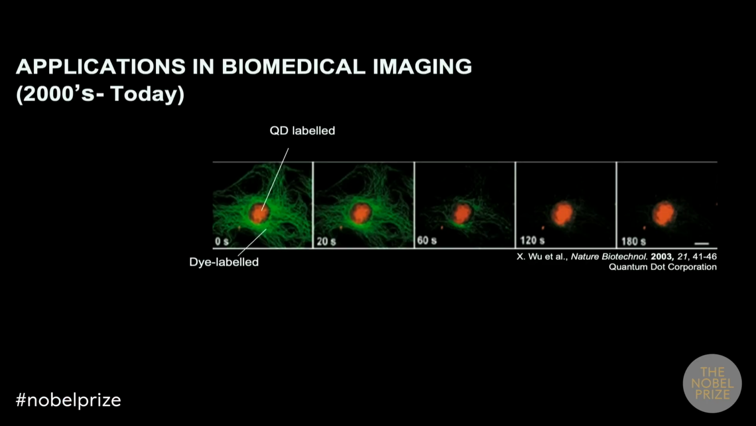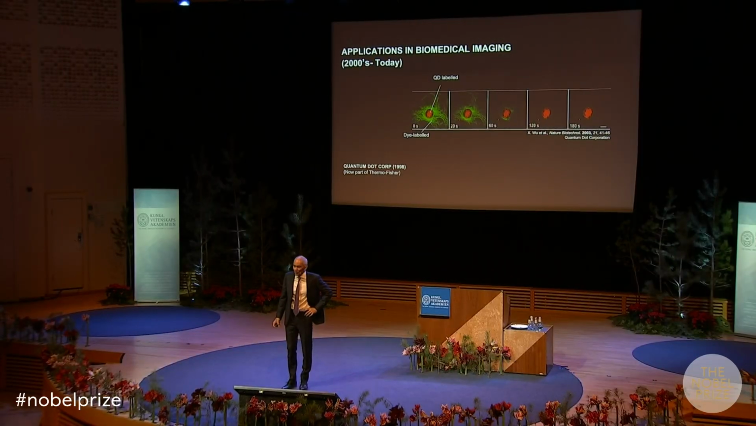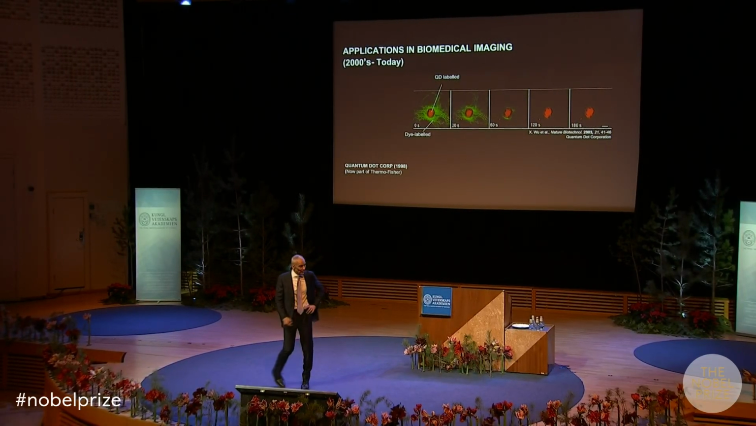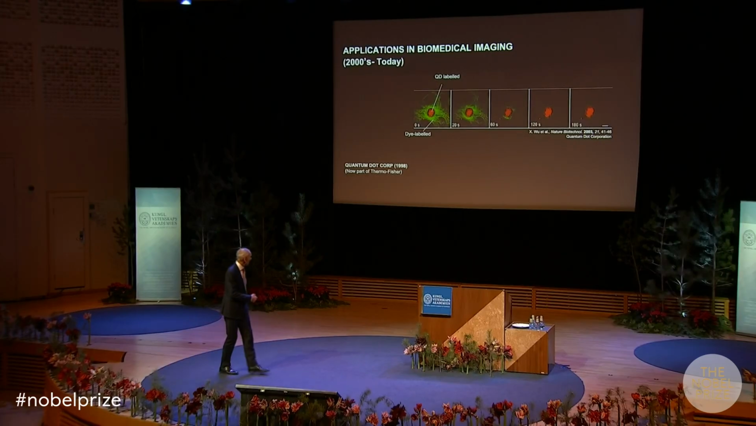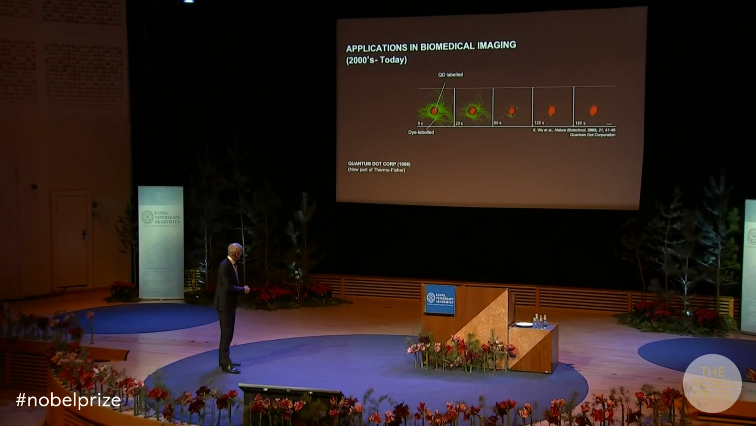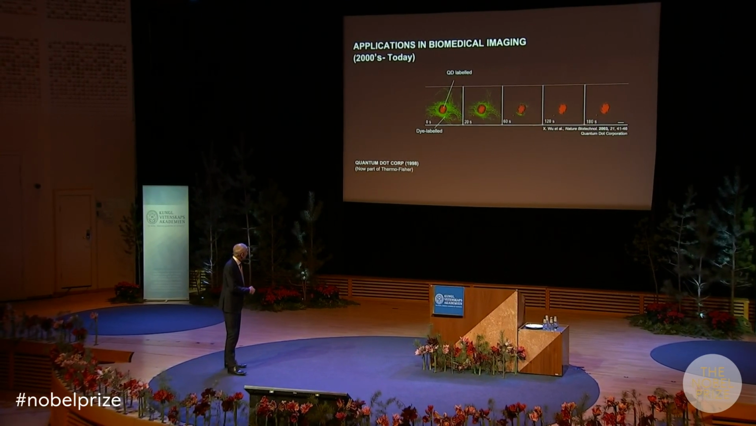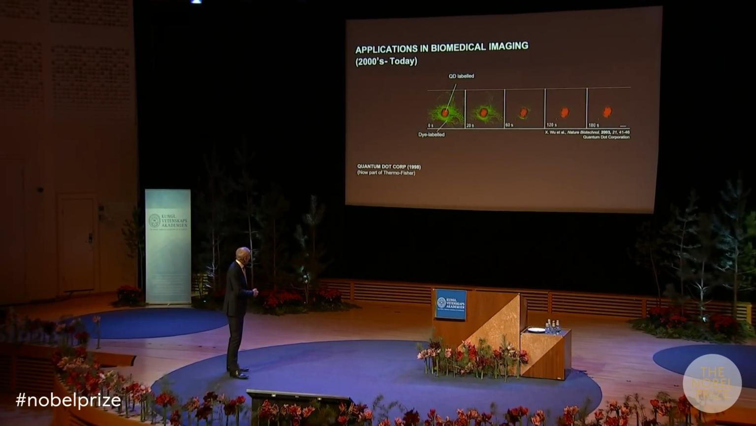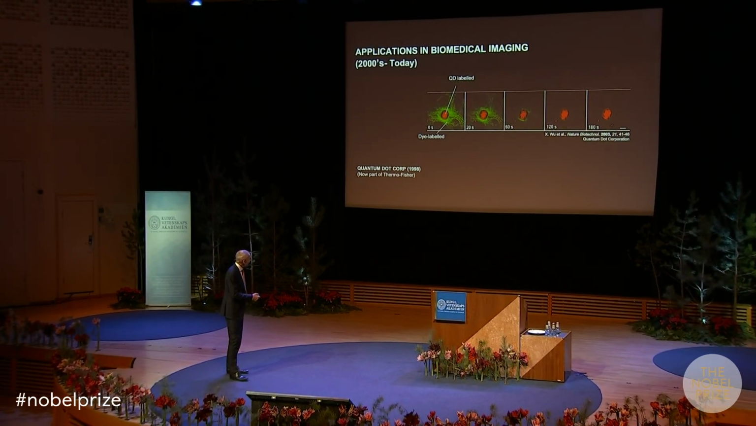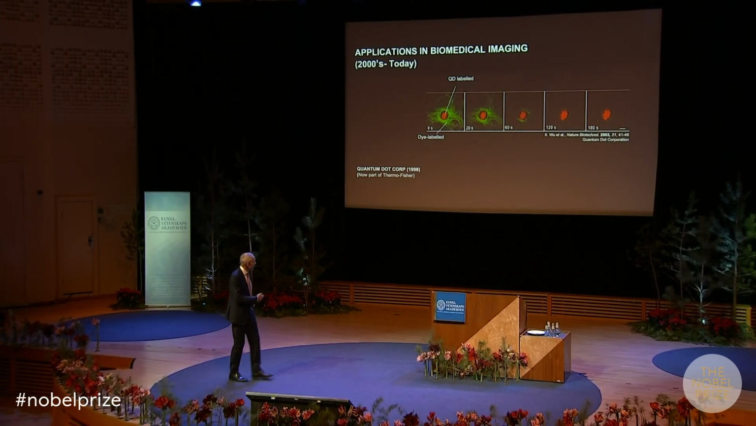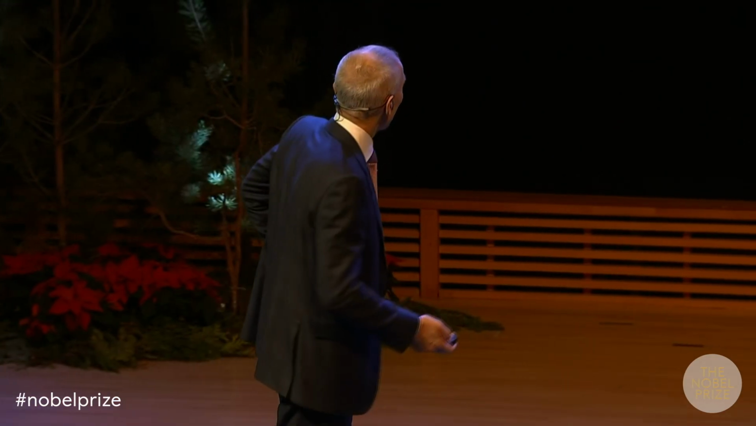The first application happened in the late 1990s in biomedical imaging, cell labeling. And there was a company that was created to commercialize that, and they did amazing, really pioneering work on that. And you can see here a cell labeled with quantum dots in the nucleus and dyes on the outside, and the dye bleaching out and disappearing as the quantum dots survived, because they're little pieces of rock.